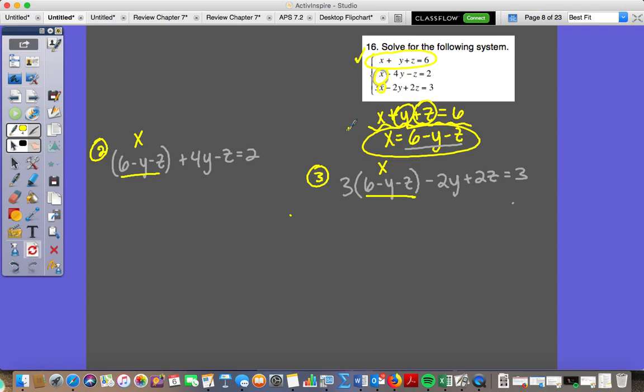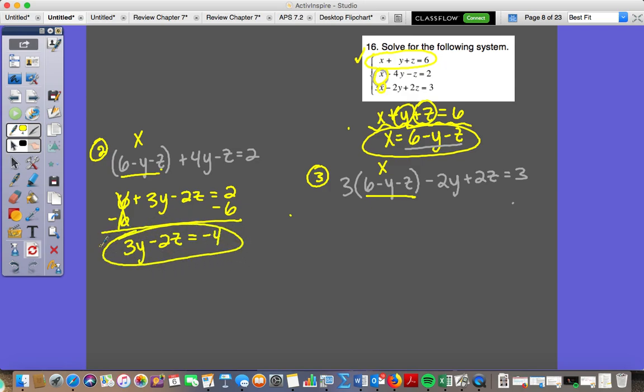We'll start with 2 because there's nothing I need to distribute, making negative y plus 4y, 3y. Negative z minus z is negative 2z. And then we obviously had this 6 that was on this left side. Let's get it to the other side, so we've subtracted by 6. We've got now 3y minus 2z equals negative 4. Okay, hold on to this one. We'll hold on to that part.